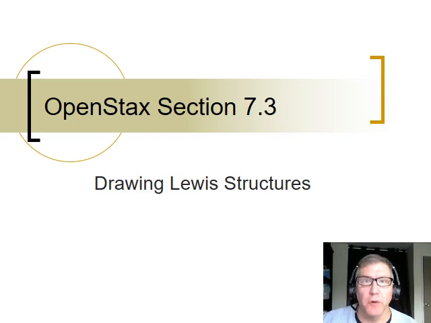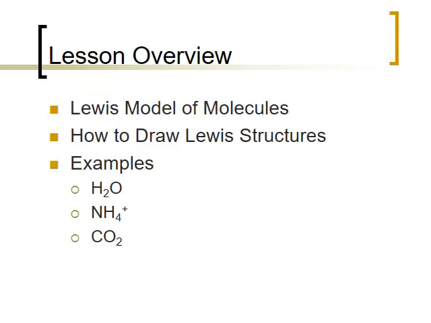In this lesson we're going to talk about drawing Lewis structures from OpenStax section 7.3. We're going to go over what the Lewis model of drawing molecules entails, and the steps of how to draw Lewis structures. Then we will work some examples with water, the ammonium ion, and finally carbon dioxide.